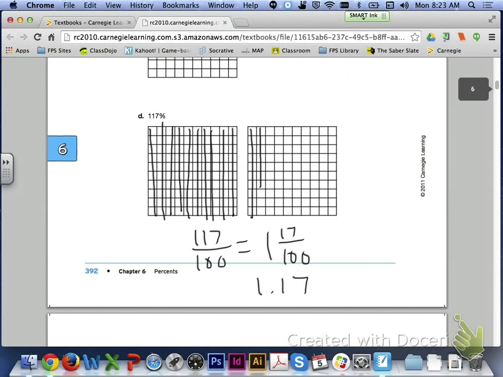The last one, letter D, I have 117%, so I have one whole hundredths grid shaded in, and 17 additional ones on the second hundredths grid. That's going to give me 117 over 100 for my fraction. If I turn that into a mixed number, that would be 1 and 17 hundredths. And if I want to turn that into decimal form, 1.17.